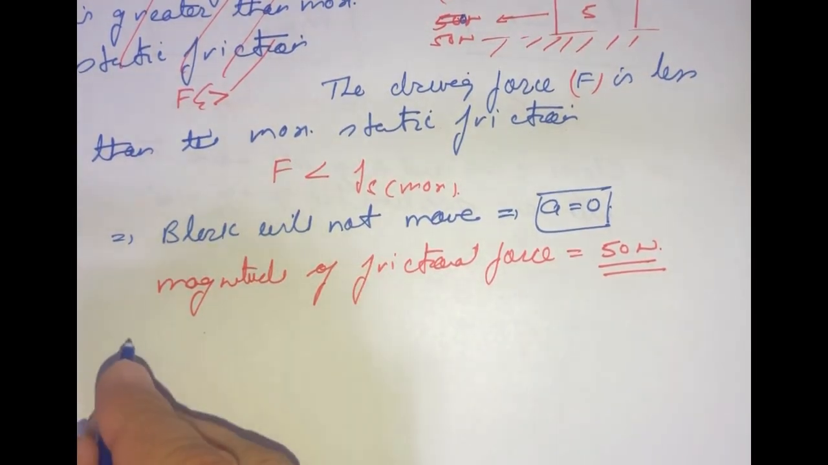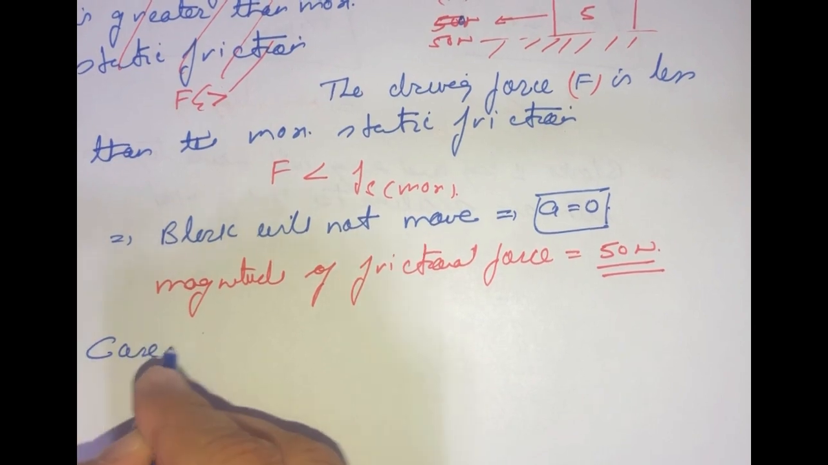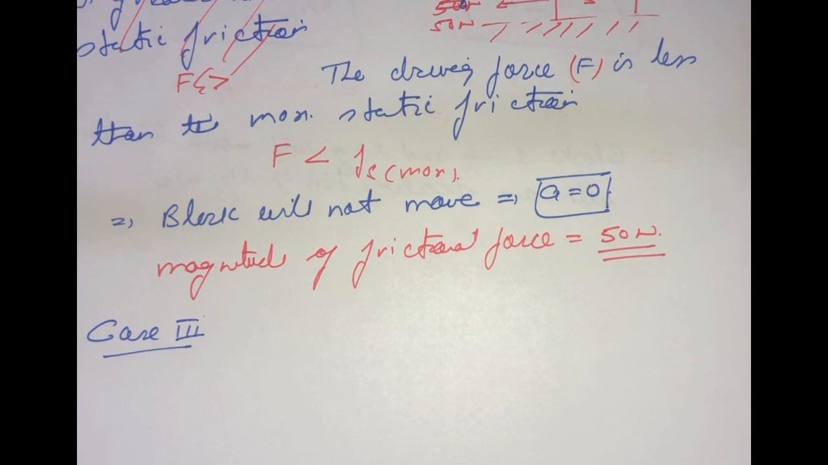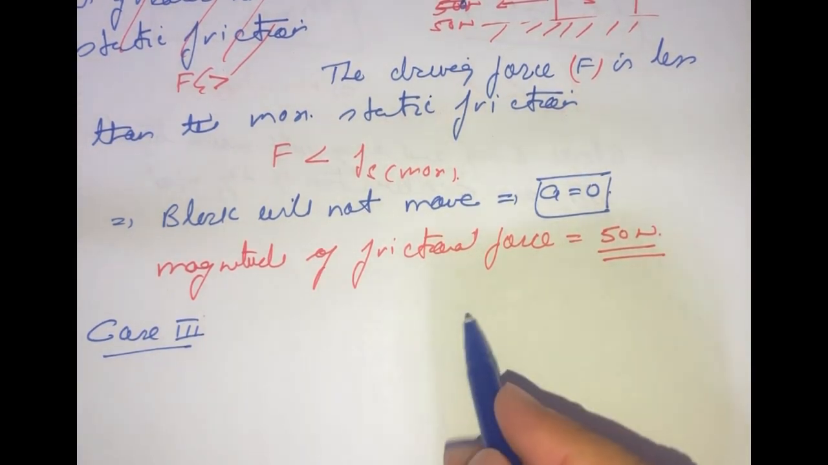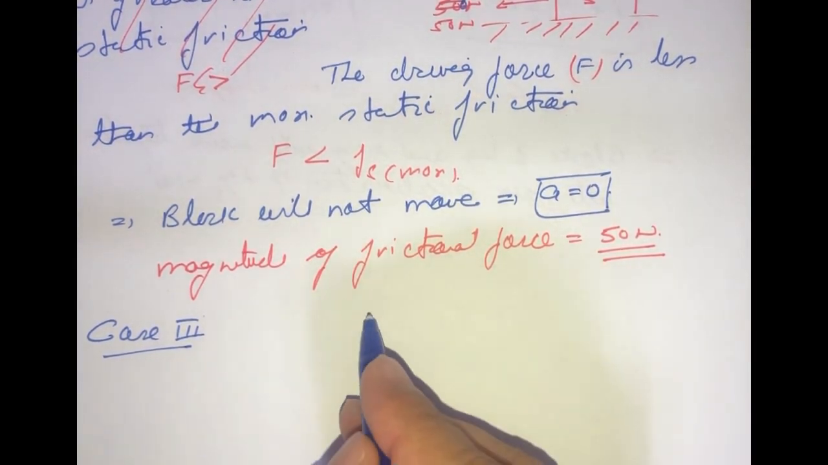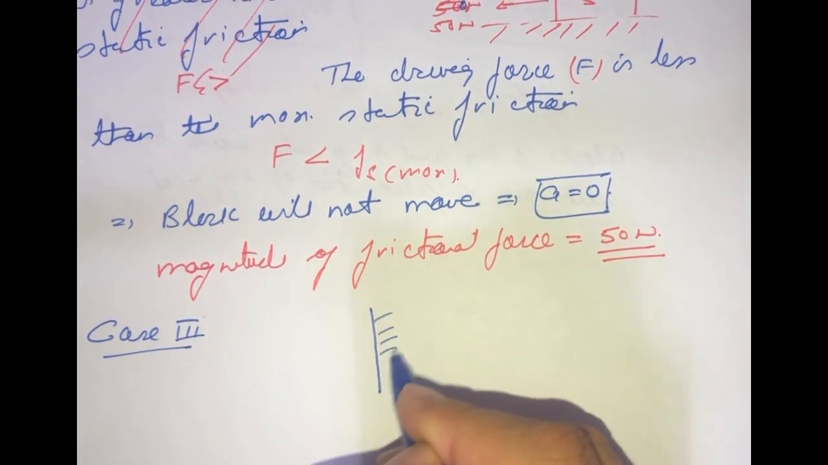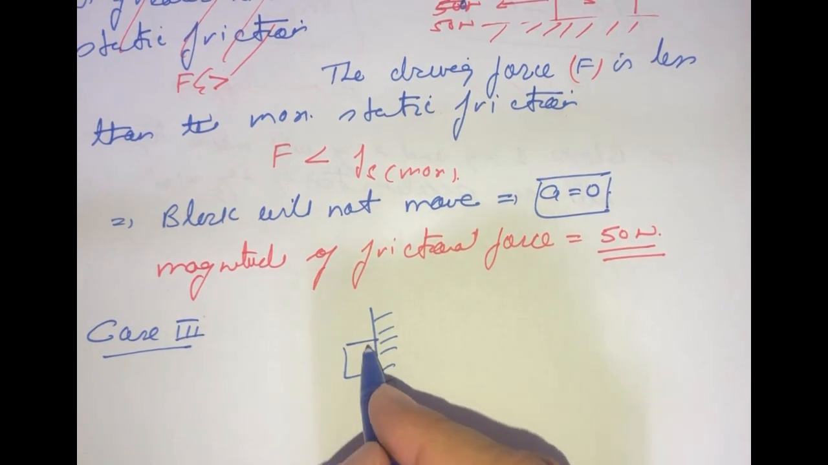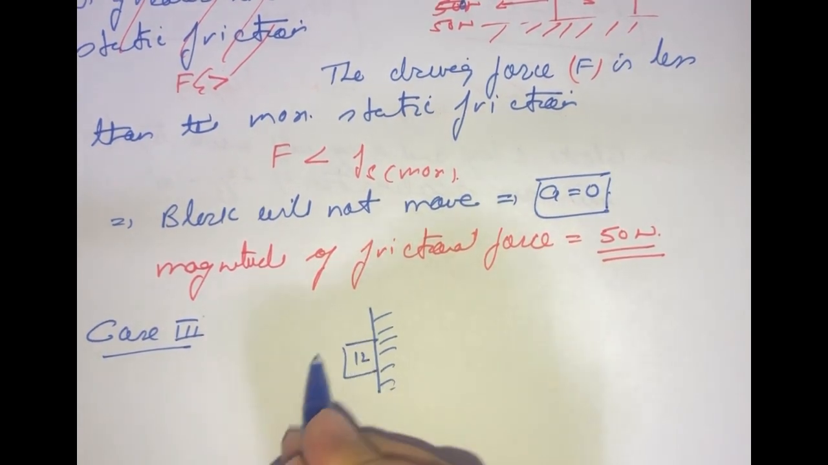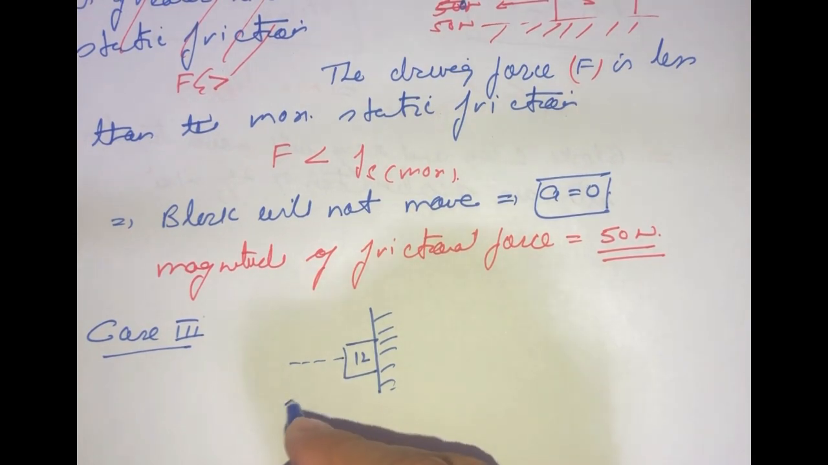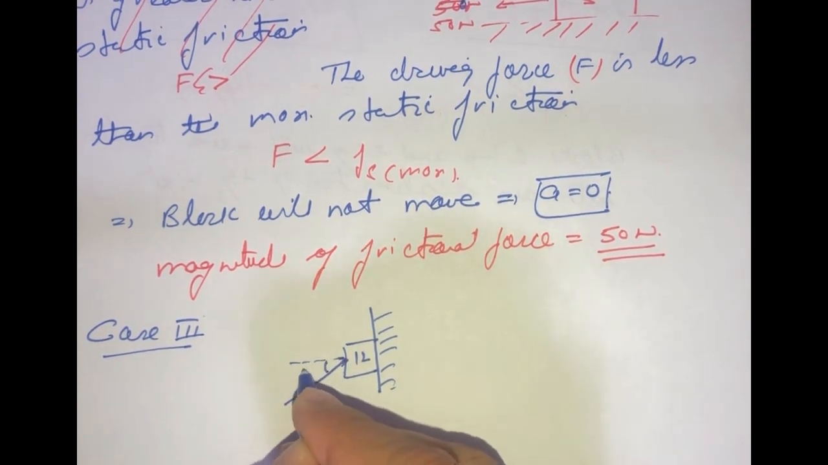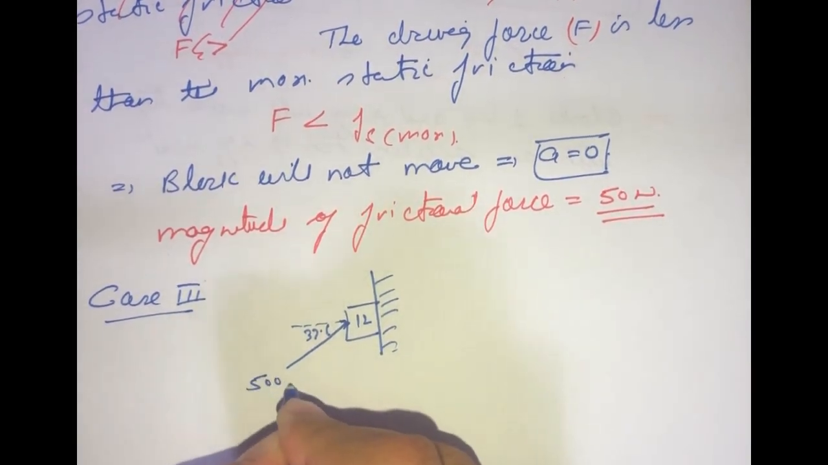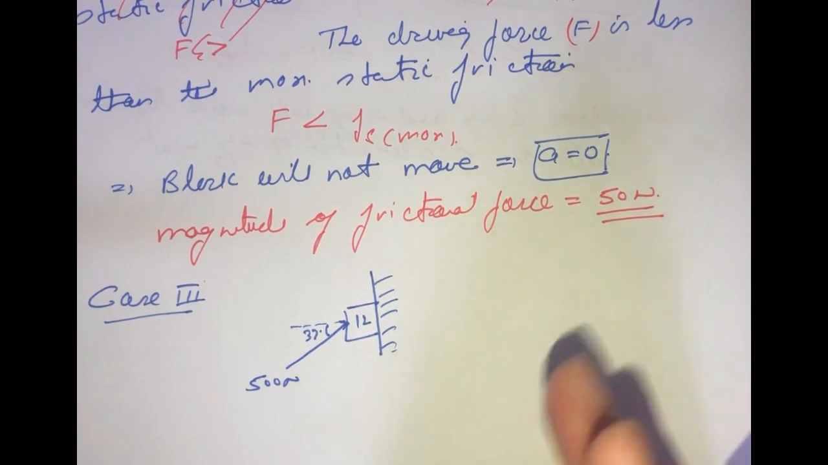And case 3, now the force is being applied at an angle of 37 degree with respect to horizontal. So now the weight is 12 kg and this is horizontal and the force is being applied at an angle of 37 degree and force is 500 Newton, sorry, and the friction are same.